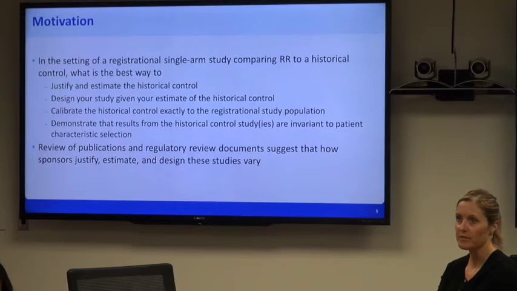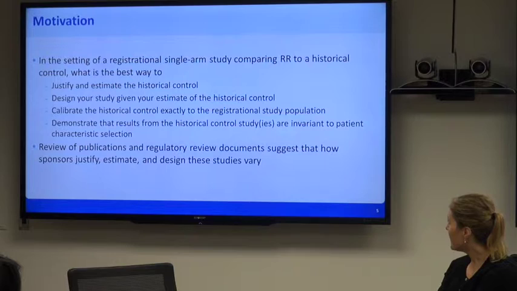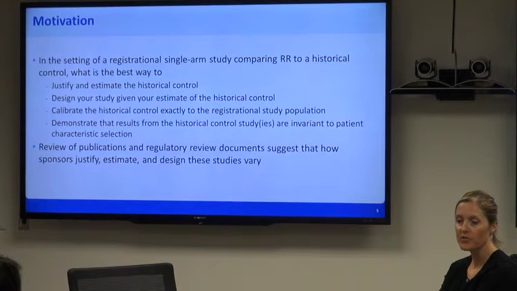Once you've designed your study and you're ready to interpret your study results when you've collected the data, how do you calibrate your historical control to exactly what's in your study population? And then finally, depending on the context, you need to demonstrate that the results from the historical control studies are generally invariant to the patients you've selected to be in your historical control database review.